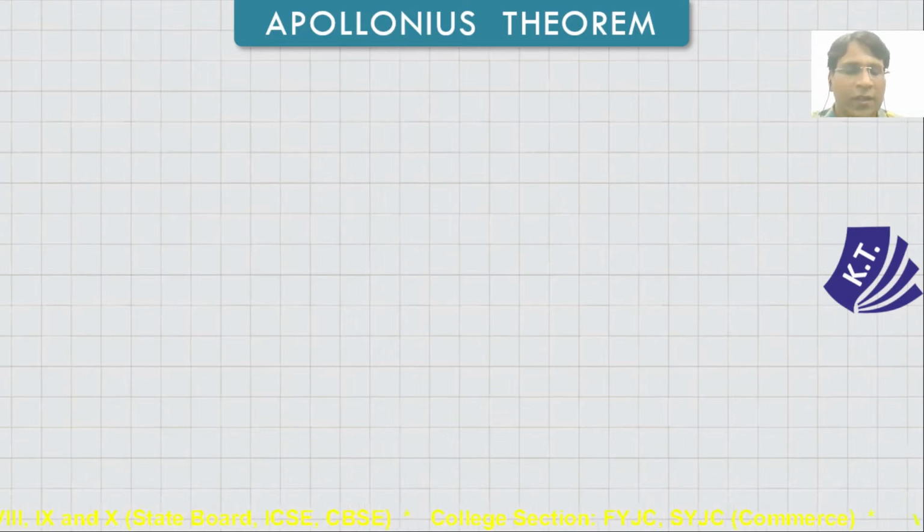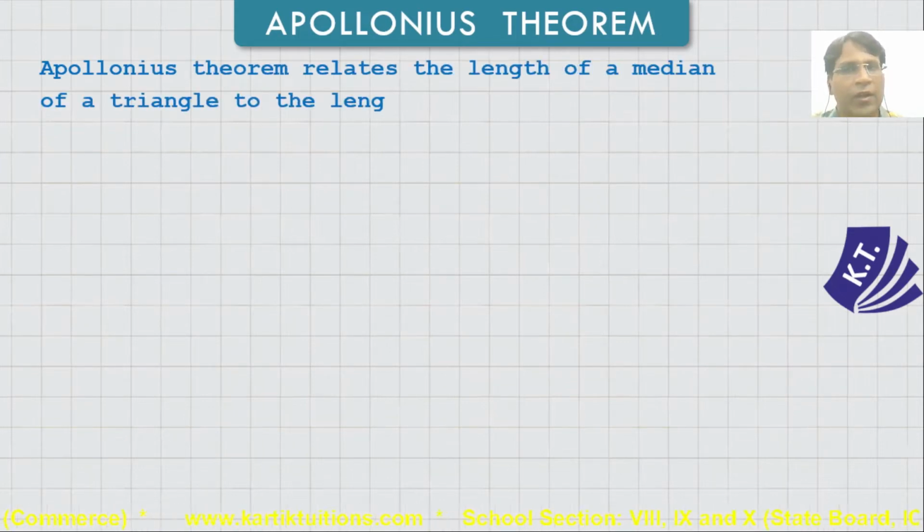Now, Apollonius theorem helps us to relate the length of a median of a triangle to the length of its side. Sir, what does that mean?